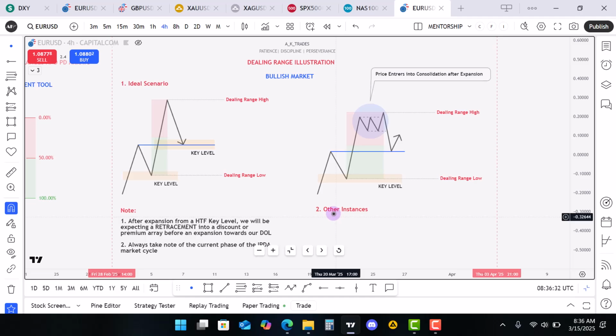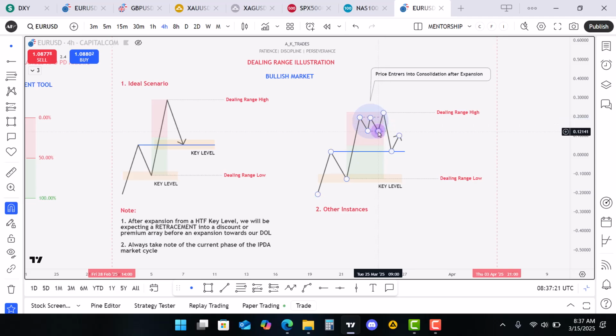Now, this brings us to our second scenario where identifying the dealing range is quite a bit more confusing than the ideal scenario. Now, when price took out sell side liquidity to this higher time frame key level, our daily range low was formed here. And after that, there was an expansion towards a higher time frame key level. Now, when price reached this area, it didn't immediately retrace back into a discount level as we would have expected in our first, ideal scenario, but it entered into a phase of consolidation.